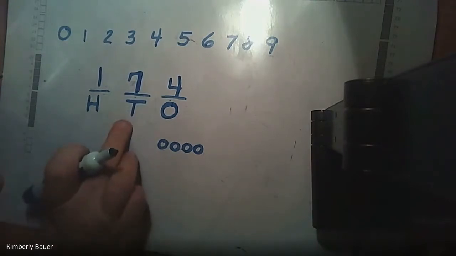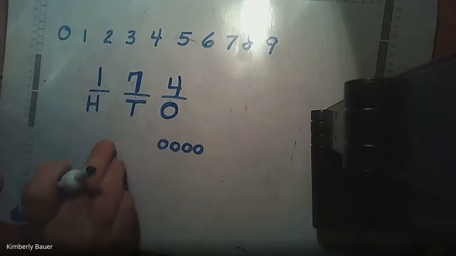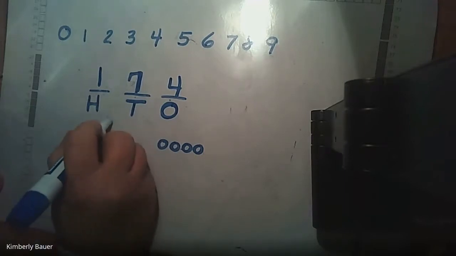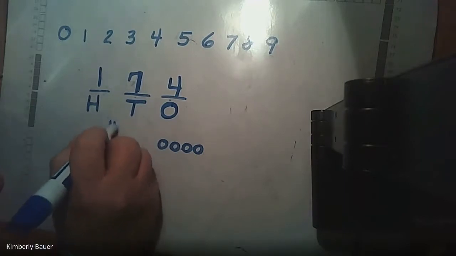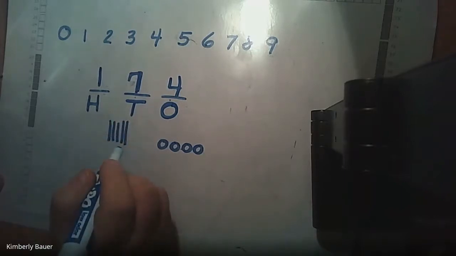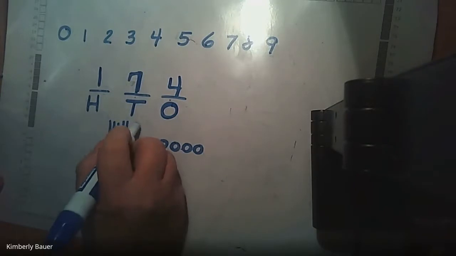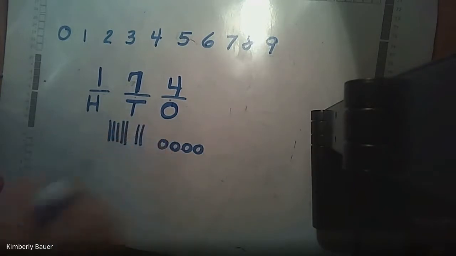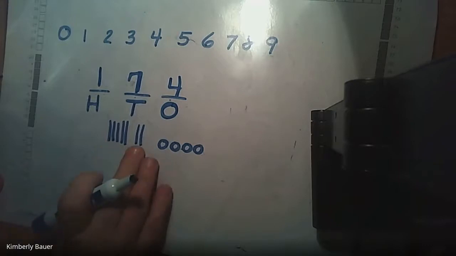Now I have 7 tens. Once again, I'm going to make 5. 1, 2, 3, 4, 5. This is not a tally. I'm not tallying. 6, 7. So I can very clearly see it's 5, 6, 7.